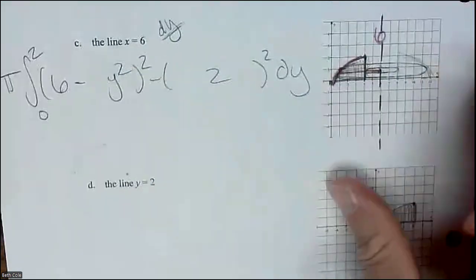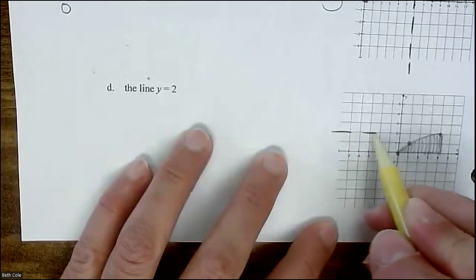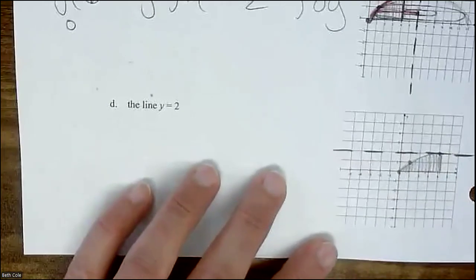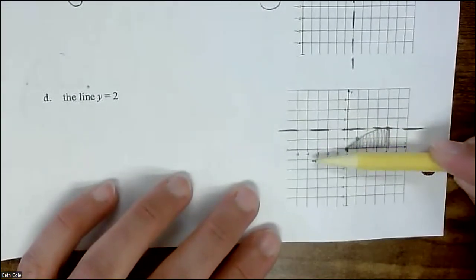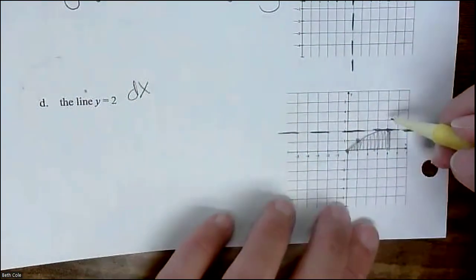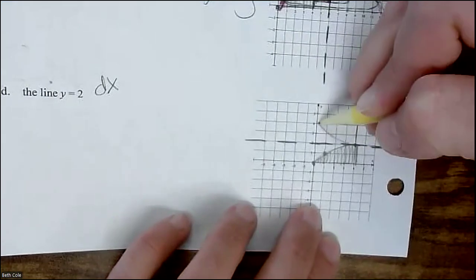Okay? Last one. The line y equals 2. That's going to be this right here. So will this be dx or dy? Yeah, good. It's like you took the x-axis and just scooched it up a little bit. So your ghost shape, your reflection, is going to look like this.